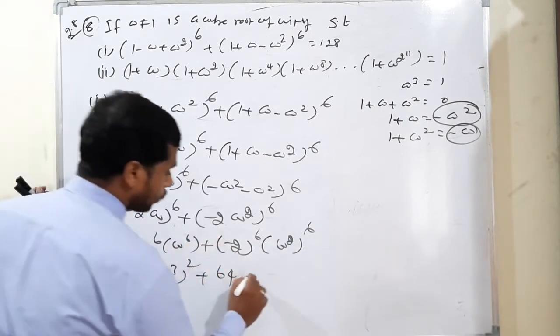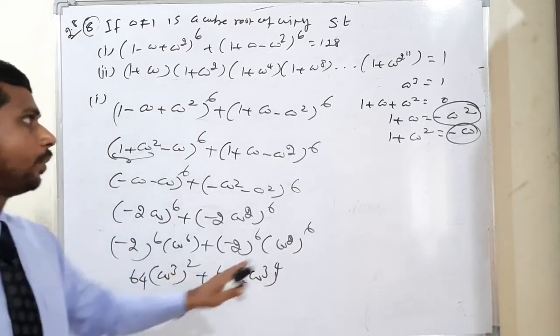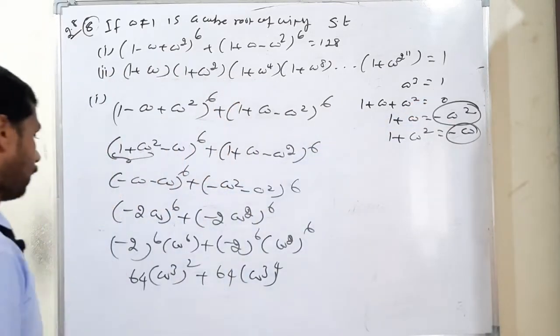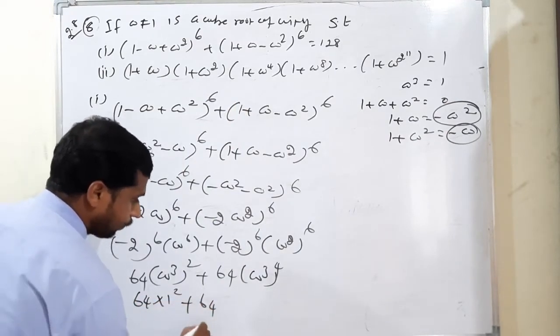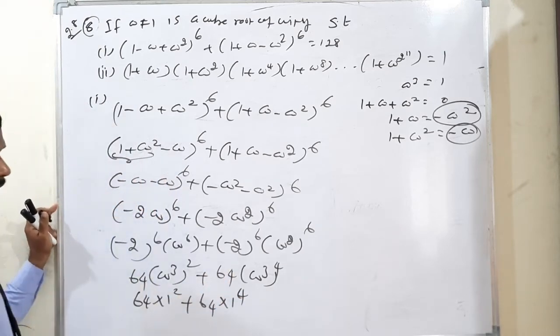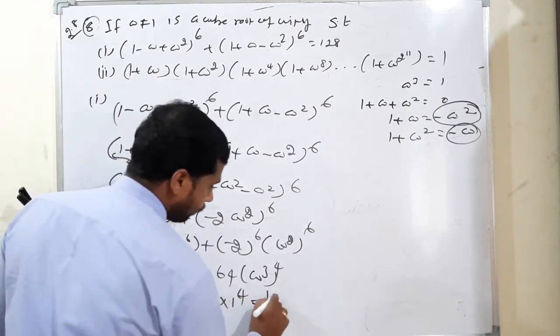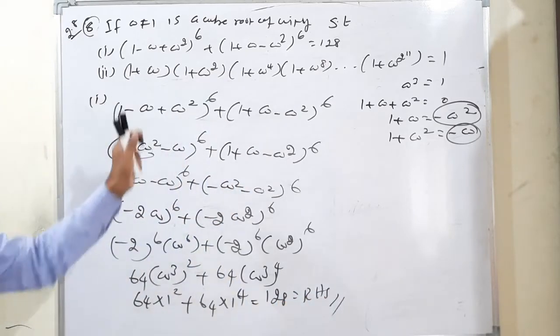So how to convert actually? Omega power 3 the whole power of 4. Already we know cube root of unity means value will be 1. Therefore 64 into 1 square plus again 64 into 1 power 4. Therefore 1 power anything means value will be 1. Therefore 64 plus 64 is equal to 128. This is called RHS. This is hence for subdivision 1.